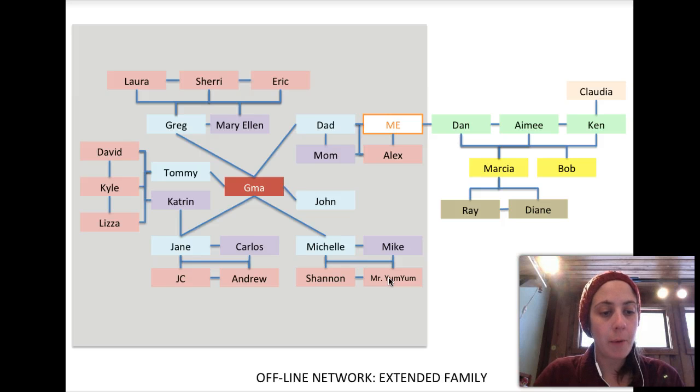The first diagram that I want to show you is my offline network, and this is my extended family. So looking at the big map here, obviously not the detailed map, but I've tried to organize it and color code it in the best way that I could.